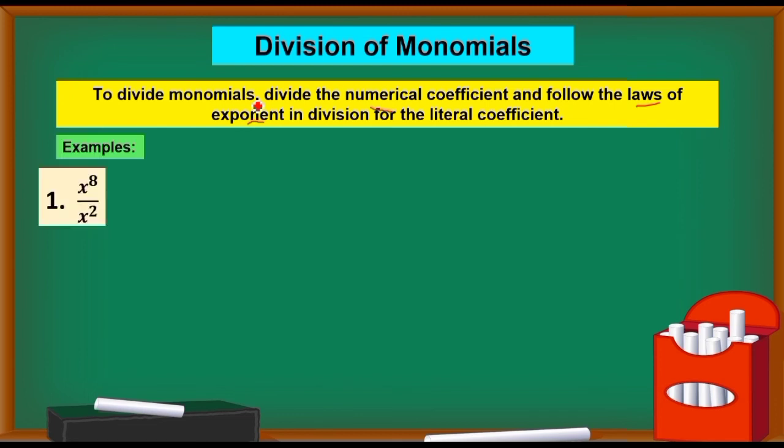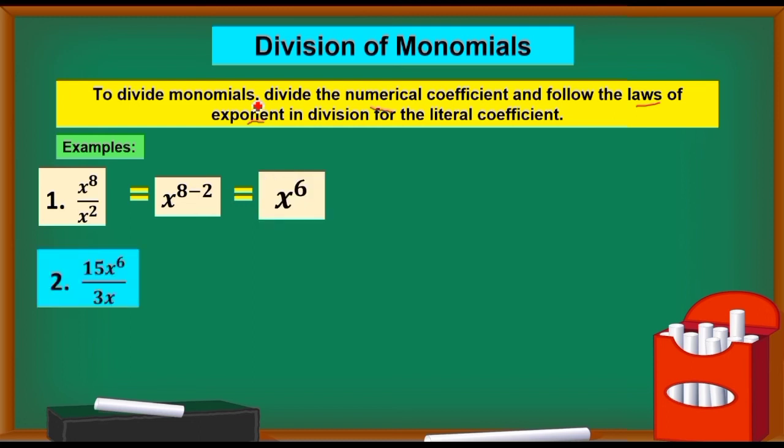So, for example, x raised to 8 over x squared. So, isusubtract natin yung exponent since parehas ng base. So, magiging x raised to 8 minus 2 at 8 minus 2 is equal to x raised to 6. Another example, 15x raised to 6 over 3x. So, that would be equal to 15 divided by 3 is 5x raised to 6 minus 1 kasi automatic po may 1 kaya magiging 6 minus 1 is 5. So, the answer is 5x raised to 5.